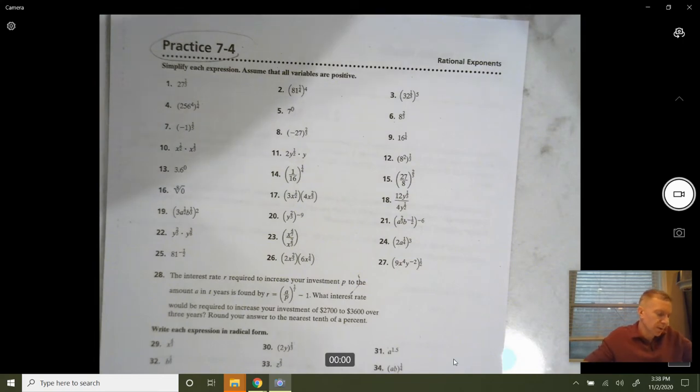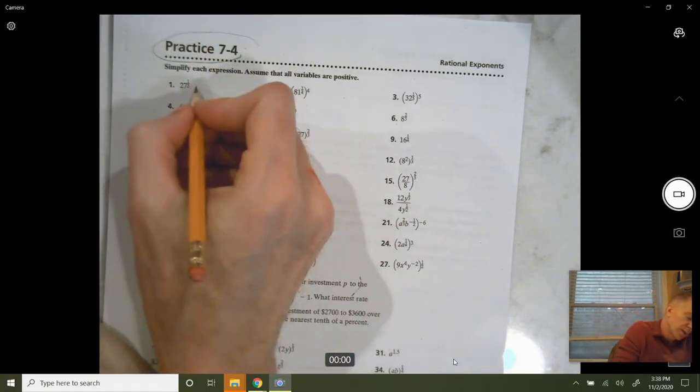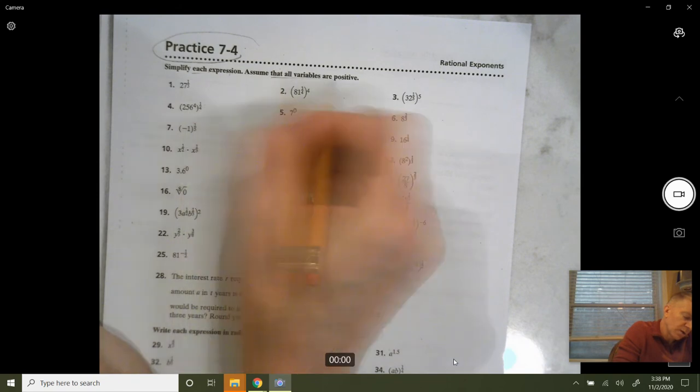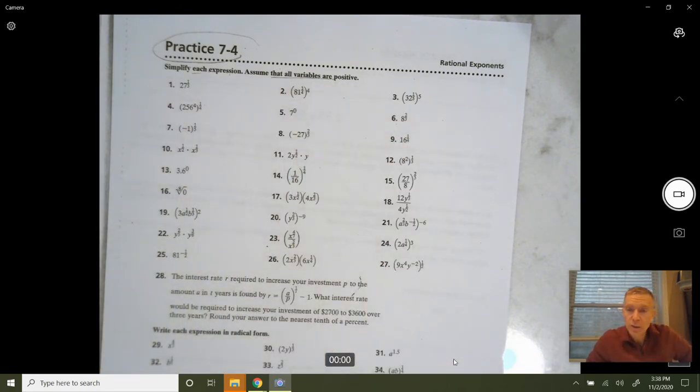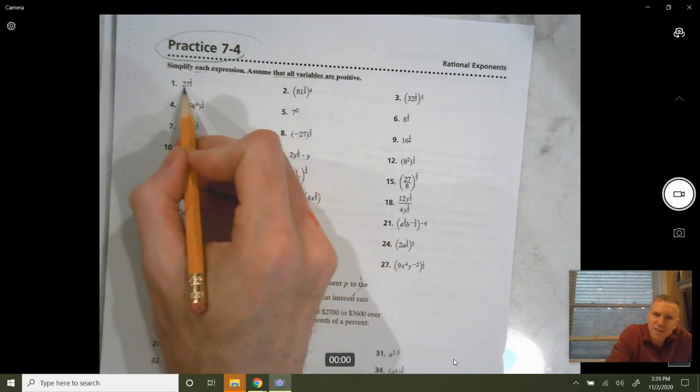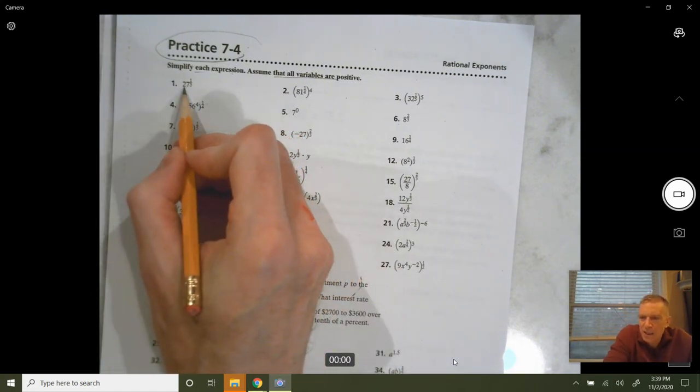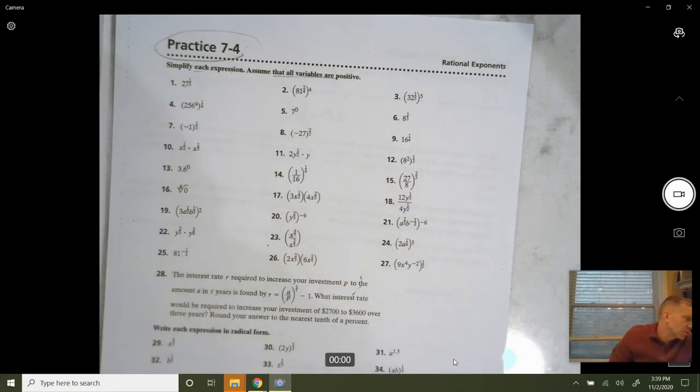Okay, so let's look. 27 to the 1/3. Simplify each expression. Assume all variables are positive. Sometimes you can turn them into radicals. Sometimes you're simply going to simplify and leave them with rational exponents. One trick that helps quite a bit, and there's sometimes multiple ways to do these problems: remember when I said there was that page of powers, powers of 2, powers of 3, perfect squares, perfect cubes. Sometimes you can recognize these, and that can make everything so much easier.